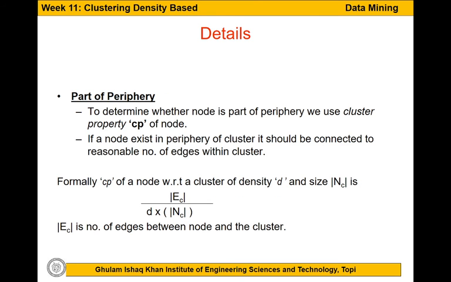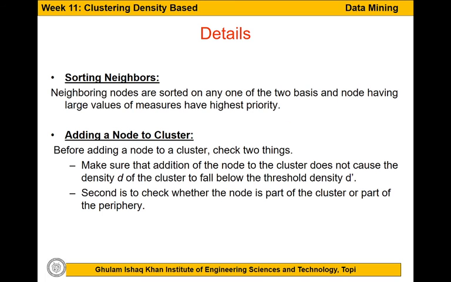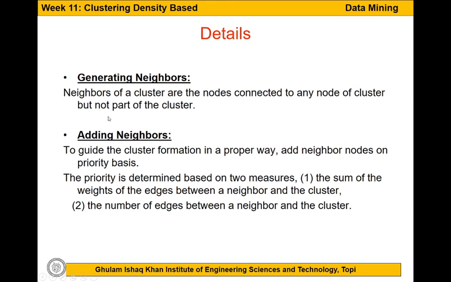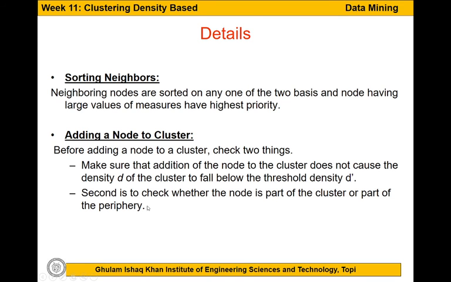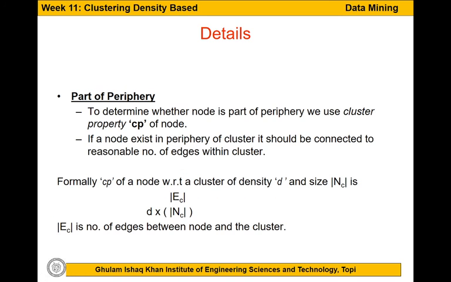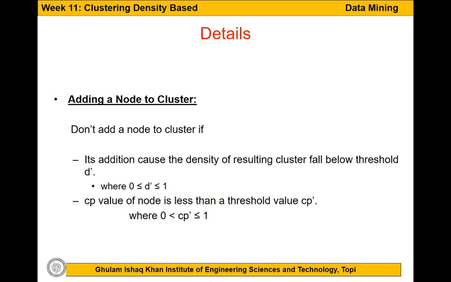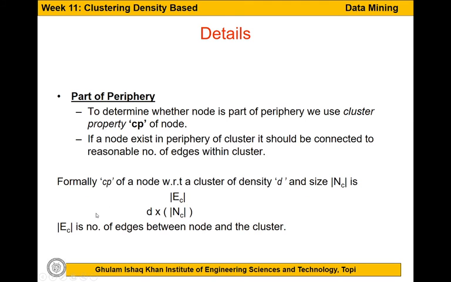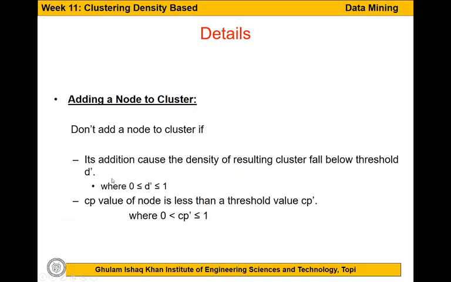This is how we keep on going. Once both of these conditions are satisfied, the node will be added to the cluster, and the next process will be to generate neighbors again and sort them, and then check these two properties, and the cluster will continue growing. This is basically redundant, as whatever is mentioned here is explained here as well.